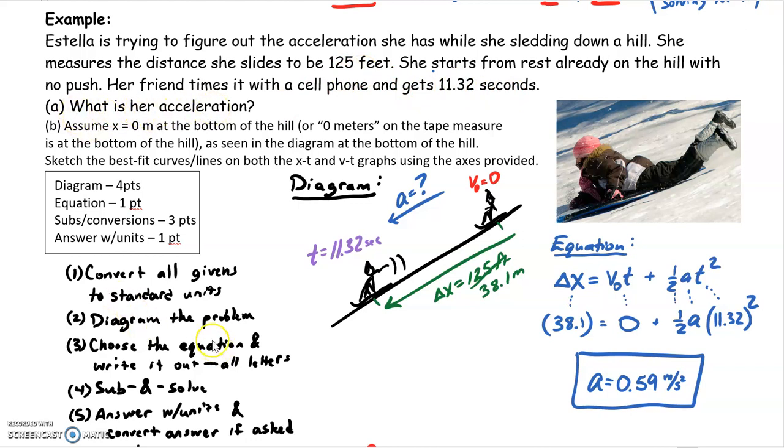So we'll do part A first. I listed this in the same way that I'm going to list this on a test, where I'm showing you what I'm grading. So the diagram itself is worth 4 points. Sometimes it's worth 5 points. Equation is actually listed as 1 point. The substitutions into the equation and conversions are going to be worth 3 points, and the answer with units is worth 1. So all in all, this problem would be worth 12 points, right? Did I do that math right? Sorry, 9 points. 9 points.